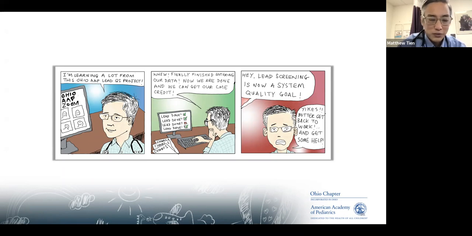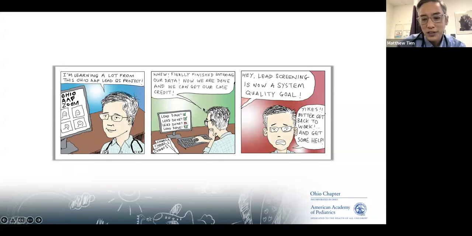So this little cartoon I drew just shows me in 2020, lockdown in the pandemic, getting some Zoom meetings in for this lead QI project. I thought it was going to be like any other QI project there in the second panel, where I turn in my data collection sheets, and then I get my MOC credit in the end, and then I'm done, and I don't have to worry about MOC Part 4 for a little while.